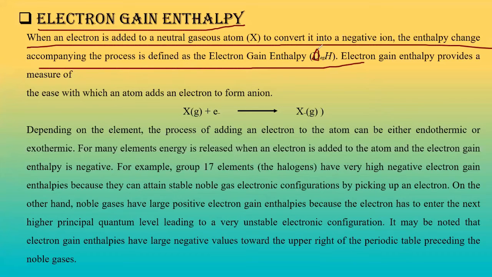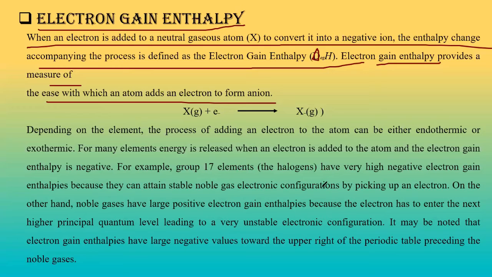This would have been delta. Electron gain is a measure of the ease with which an atom accepts an electron. Basically, the tendency of getting an electron is called electron affinity, and in terms of energy, we can say it is electron gain enthalpy. Same thing. Electron affinity and electron gain enthalpy are the same thing. So electron gain enthalpy is defined as, whenever an electron is added to a gaseous neutral atom, some amount of energy is released.